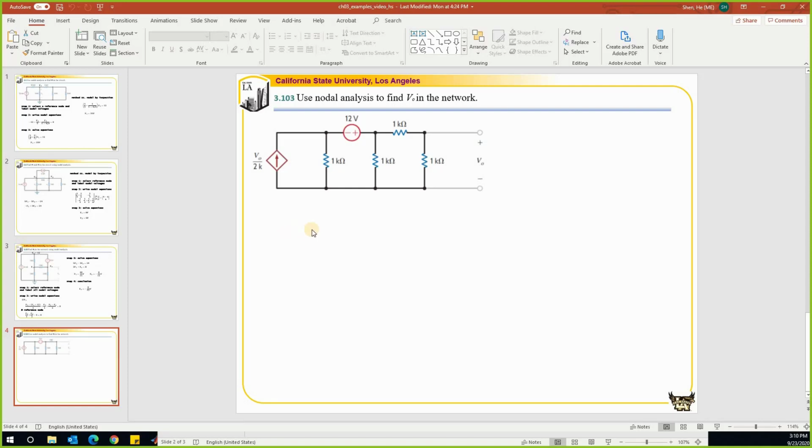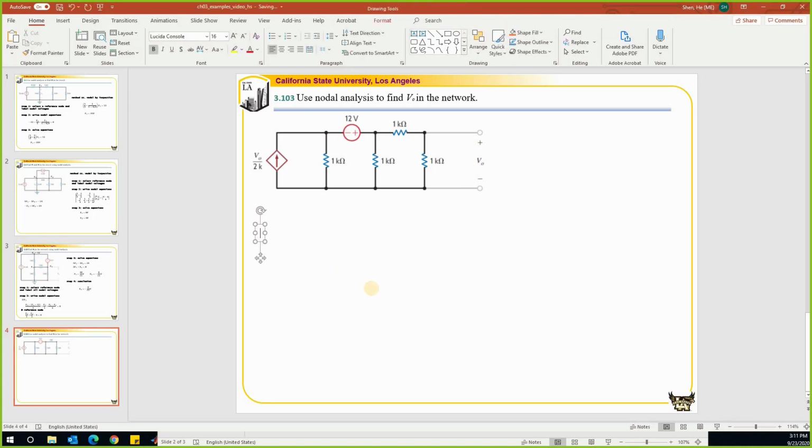So in this example, use the nodal analysis to find VO in the network. VO is over here. By looking at the problem, we notice that this problem has a voltage source. It also has a dependent current source. So for a circuit problem with dependent current sources, we need to treat that source as an independent source from the beginning. In addition to that, we find another equation that is about this controlling variable. The controlling variable in this problem is VO. Nice, that's something we are looking for.